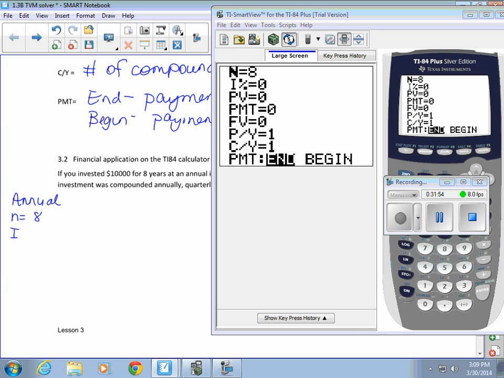Our I, so if you remember, I was our interest per annum. So the interest for this question was 2.95%. And because it shows it in a percent there, we leave it as a percent. We don't change it to a decimal. Our PV is our present value. So the amount that we're putting in is $1,000, but we put a negative in front of it because that's our investment. If you think of it as taking our money and putting it in there, so we put that as a negative.